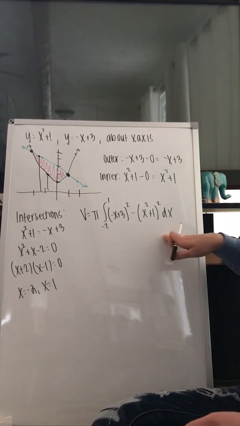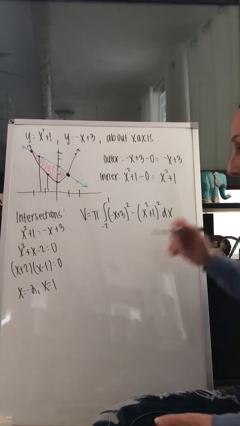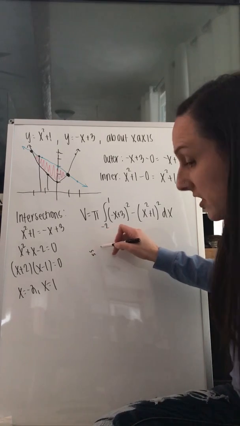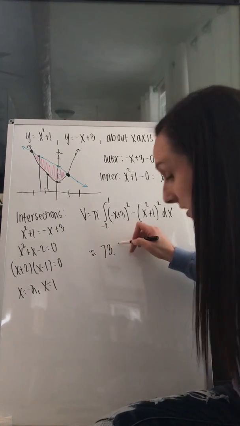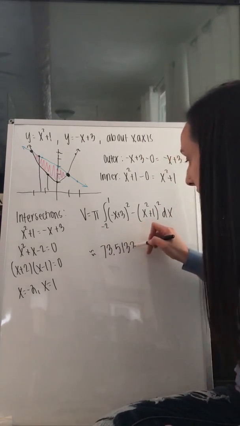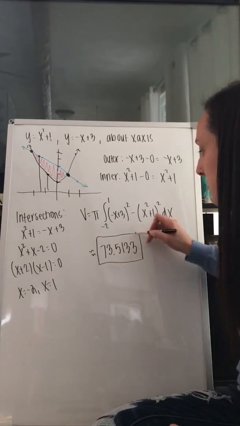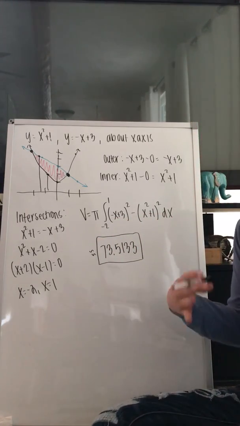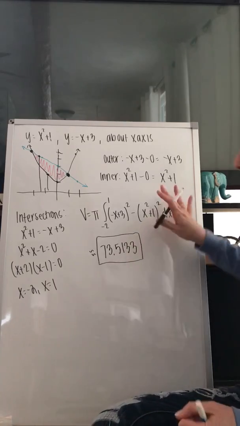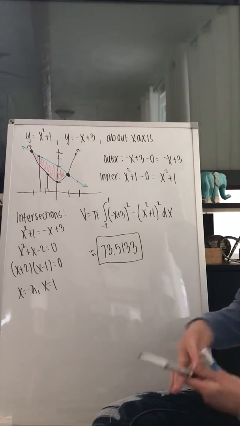And you can use whatever online calculator you're using to help you evaluate that. You should get a volume of approximately 73.5133. And just make sure that you are getting these volumes as we're going through these examples, just to confirm that you're doing the correct algebraic steps.